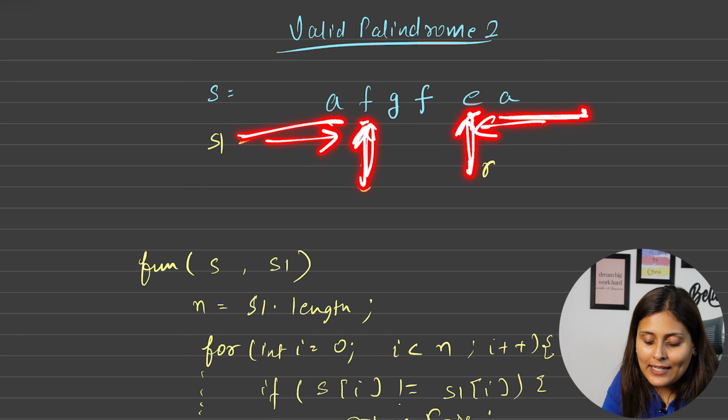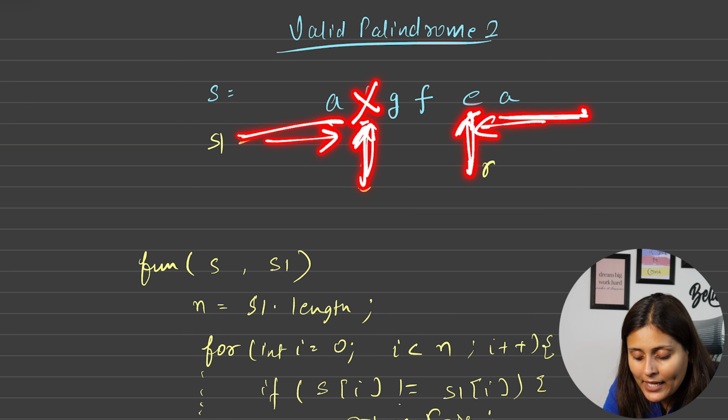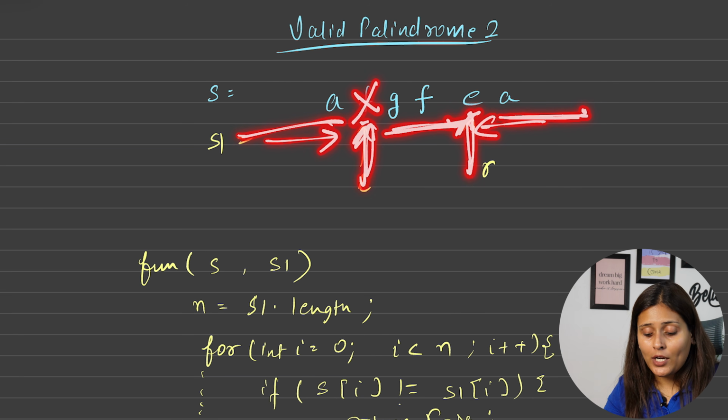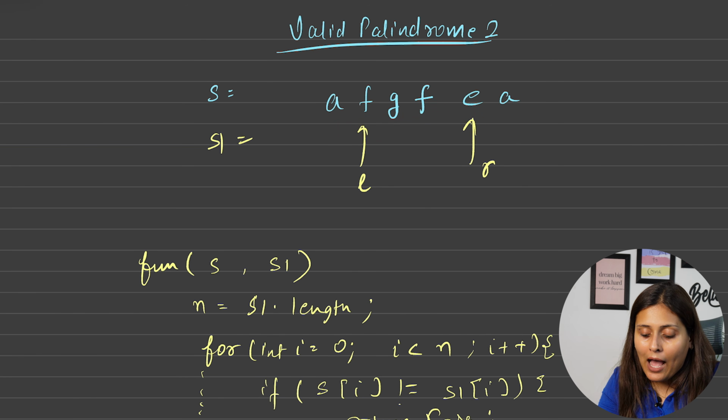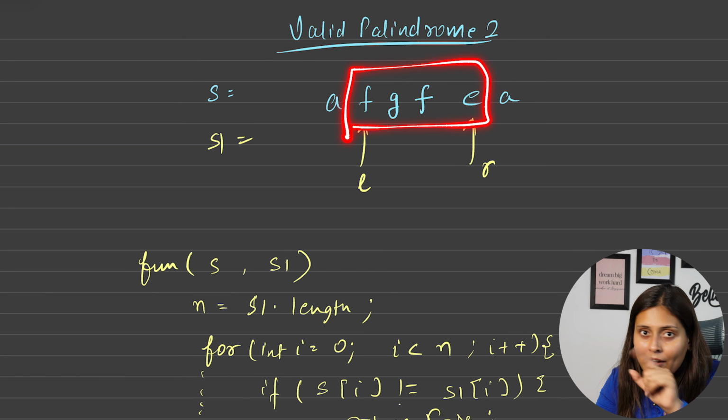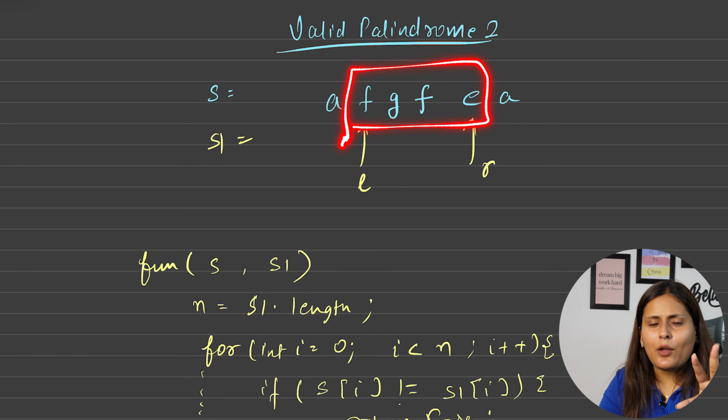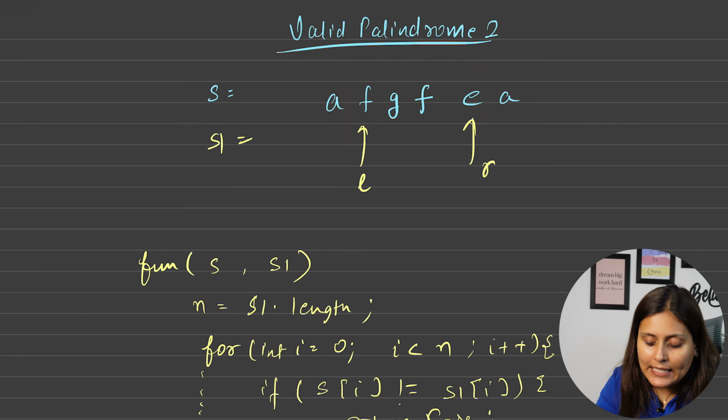So let's try to remove this F and check if G, F, E is a palindrome or not. Second time, let's remove this E and see if G, F is a palindrome or not. It means out of all this, definitely one was creating the problem, or it can be more than that, correct? But we are only allowed to remove one such element. So either remove this or remove this, and let's check if this is a palindrome or not.